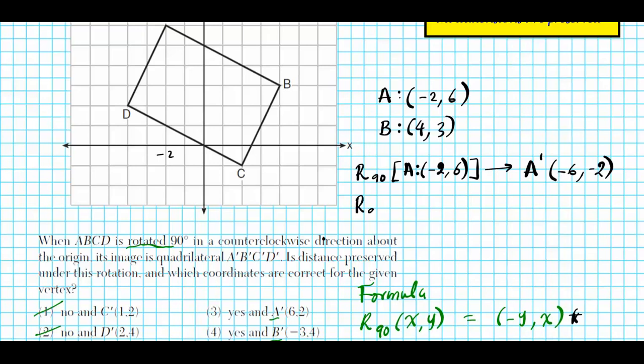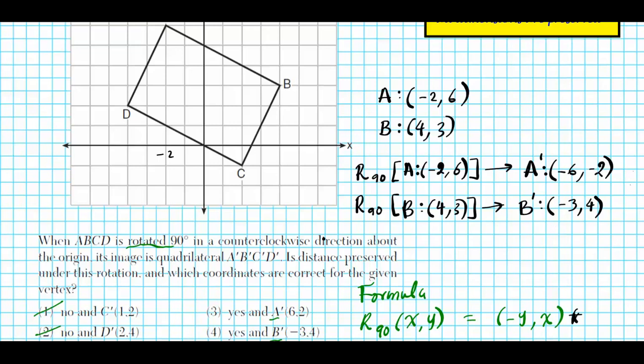What if you rotate the point B, that vertex, 90 degrees counterclockwise about the origin? So B is 4, 3, what happens? It maps that point, that vertex, to B prime, which is defined by switching the coordinates, 3, 4, and taking the opposite of the new x coordinate.